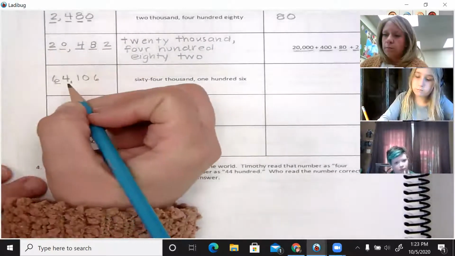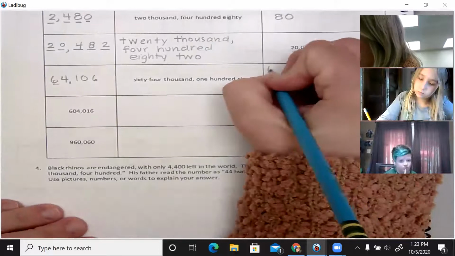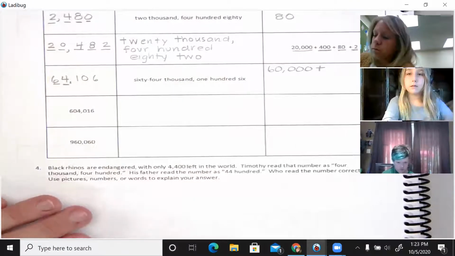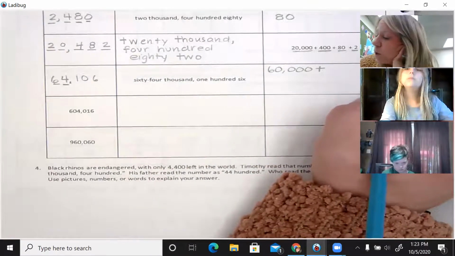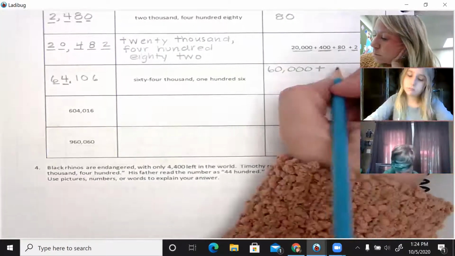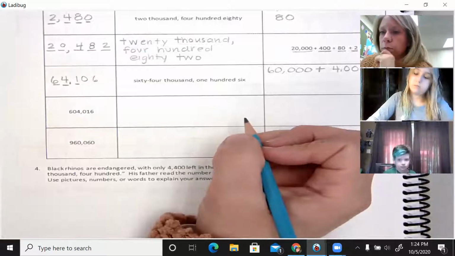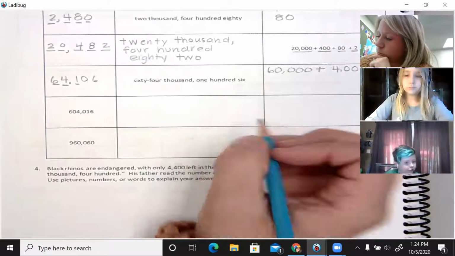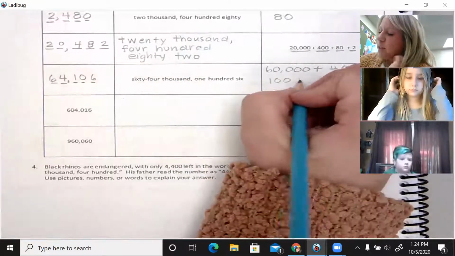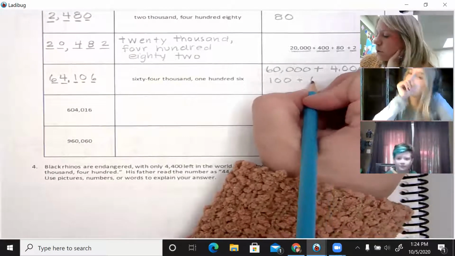What's the value of this 6? 60,000. And then we're going to add to that the value of the 4. If anyone else can chime in, you can unmute yourself. What's the value of the 4? 4,000. 4,000. Thank you. I'm going to add to that the value of the 1. 100. And I don't need to add my 0, so I'm going to skip over to the value of 6 ones. What is it? 6. Great.